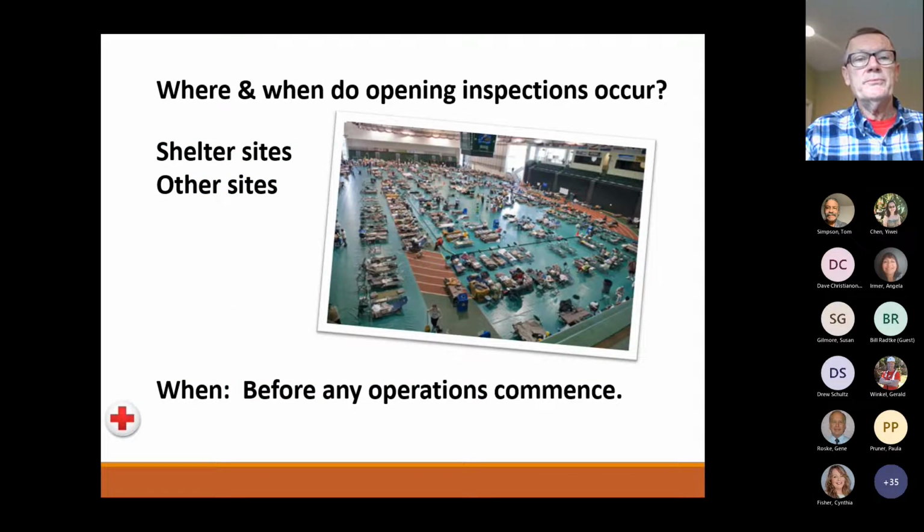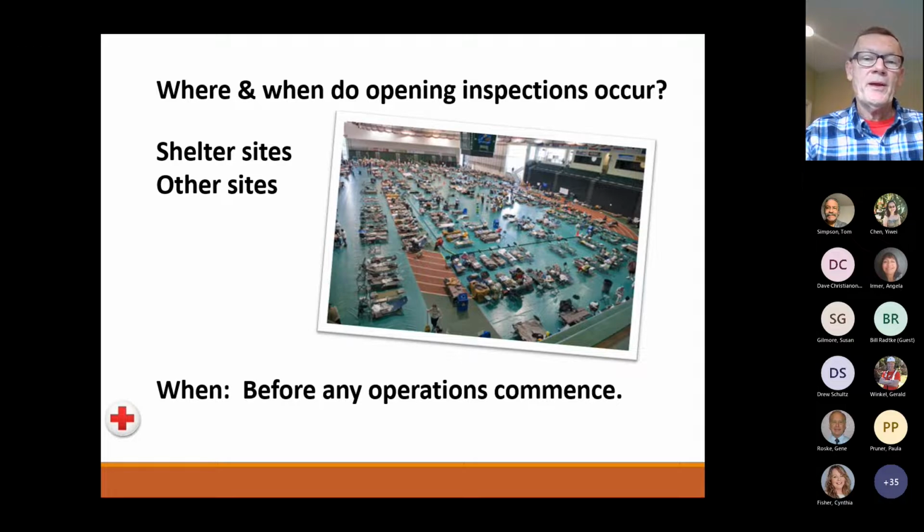So where and when do opening inspections occur? Well, they can occur at shelter sites and at any of our other sites. And they actually must occur at any of the other sites that we use on a disaster response, which could be headquarters sites, feeding sites, warehouse sites, service delivery sites of any sort, where we have Red Cross workers working on site, even in a parking lot.